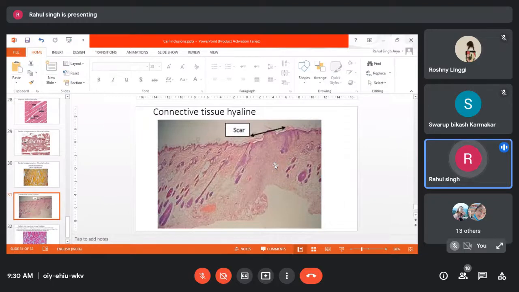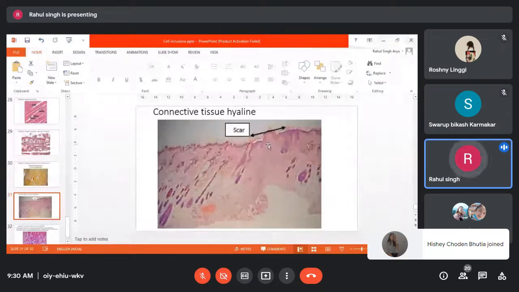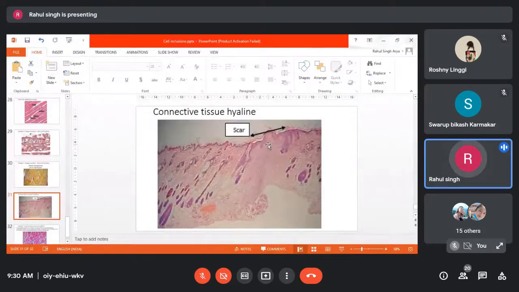Now this is connective tissue hyaline. The scar tissue, this is normal tissue. You have the appendages, the remnants of the hair and so on. You can see the hair follicle. And this is the scar tissue, and the scar tissue will show a homogeneous structure. Scar tissue will not have any skin appendage, any skin associated structure. Nothing will be there. It is clear of everything. You can see here skin appendages, everything is present, but this is clear of everything.